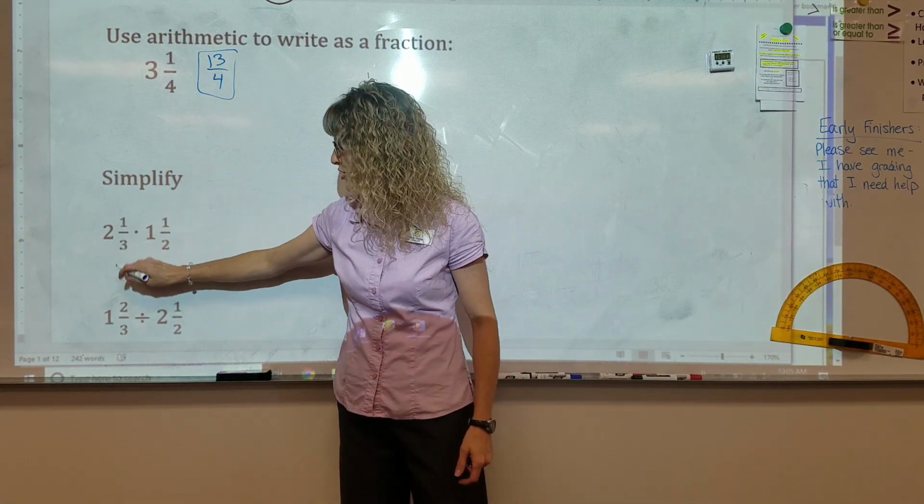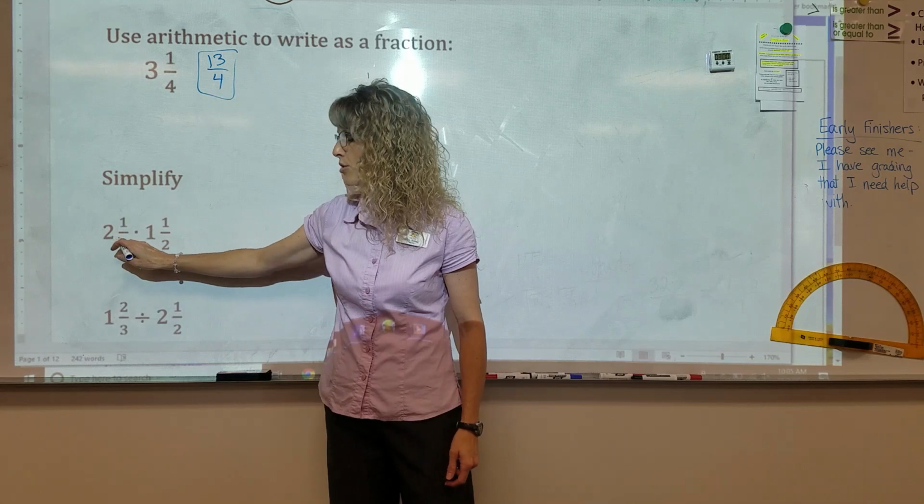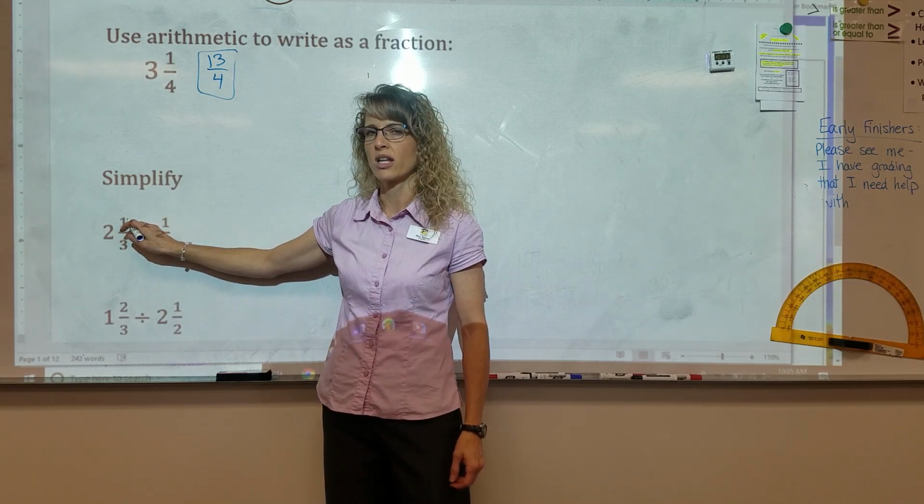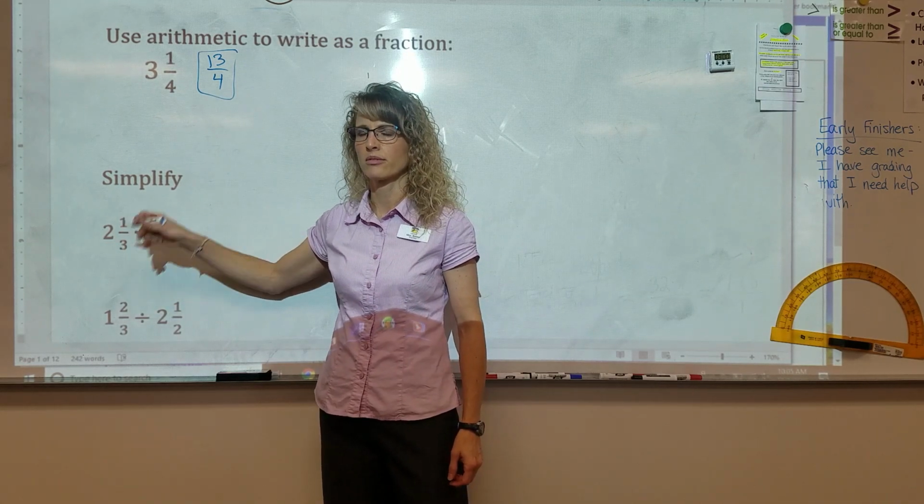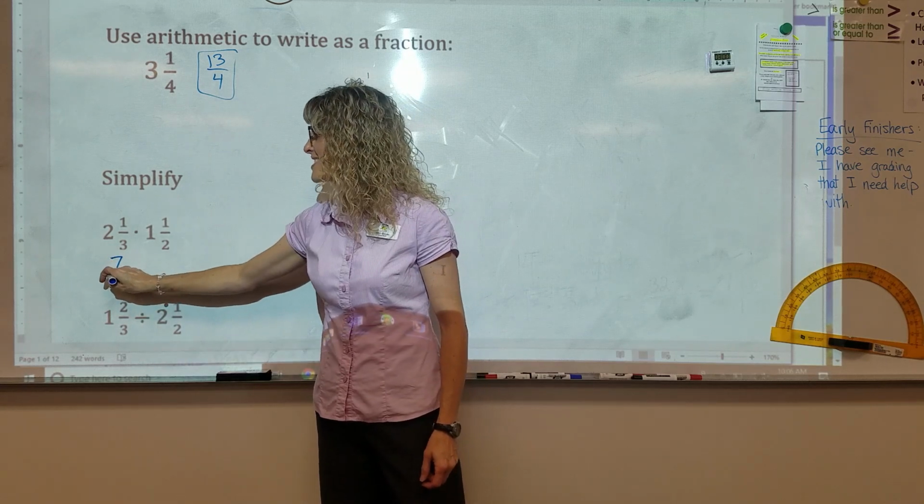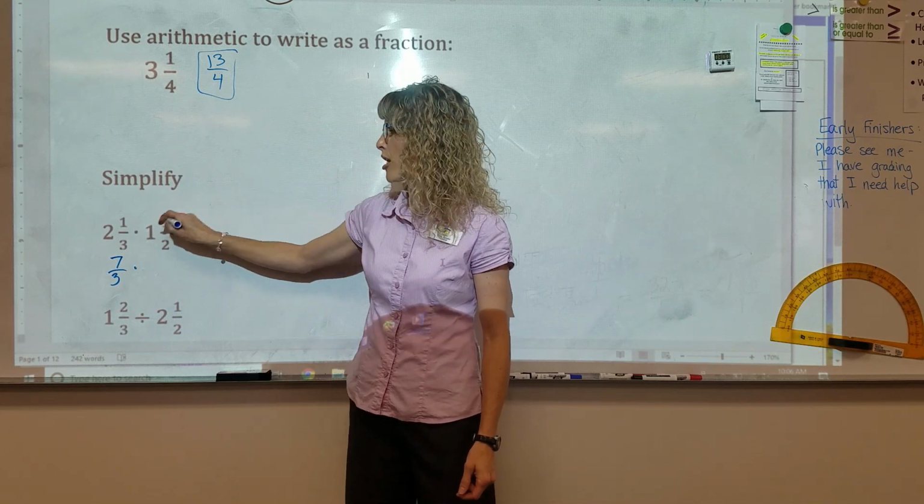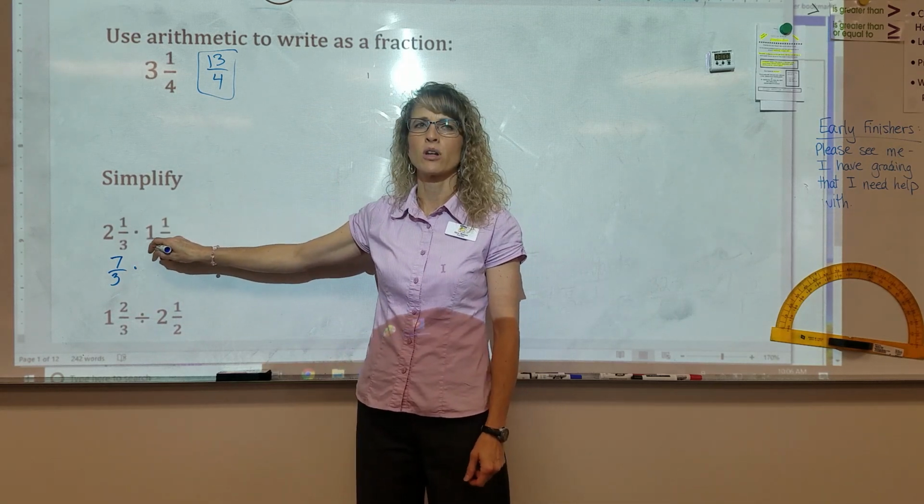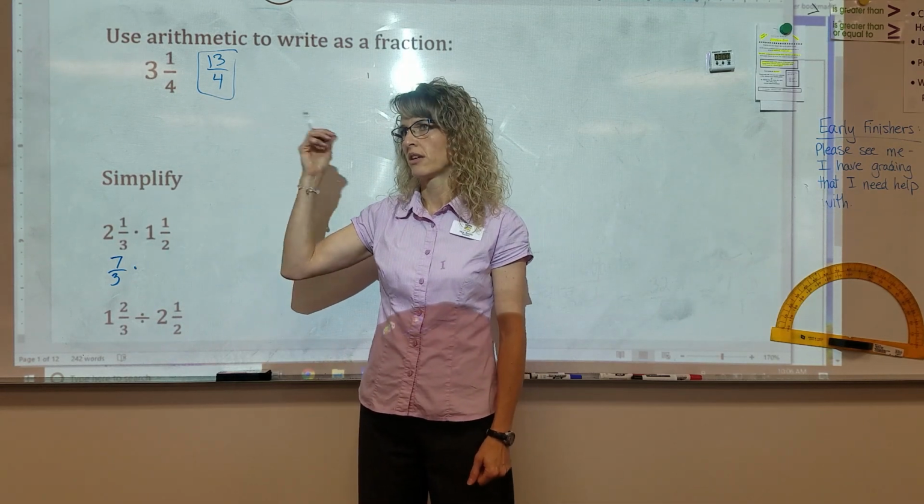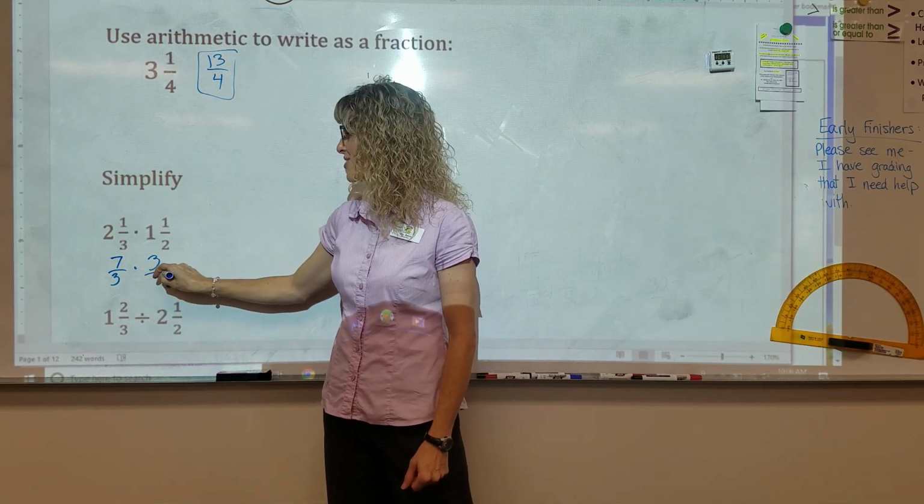So 2 and 1/3, let's convert to an improper. 3 times 2 would be, think, plus your 1. What's my improper? Get ready? 7. What's the bottom? Get ready? 3. Good. Give me the whole improper for this one, 1 1/2. 2 times 1 plus 1, think. Get ready? 3 halves, very good.